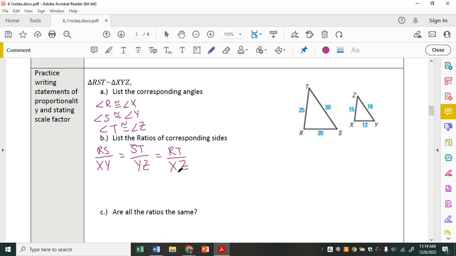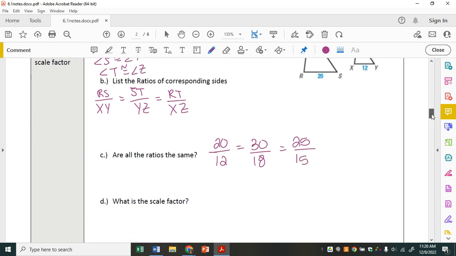And letter C says, are all of the ratios the same? So we're going to actually fill in our side lengths here. So RS has a length of 20. XY has a length of 12. ST has a length of 30. YZ has a length of 18. RT has a length of 25. XZ has a length of 15. So when it says are all the ratios the same, again, as they're written right here, no, they don't look the same, but we still have to reduce them all.